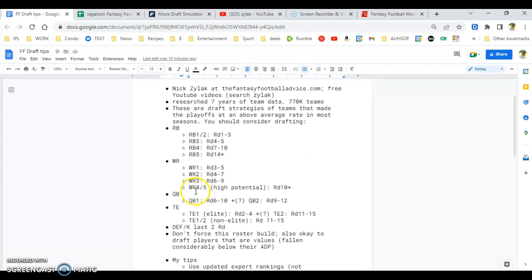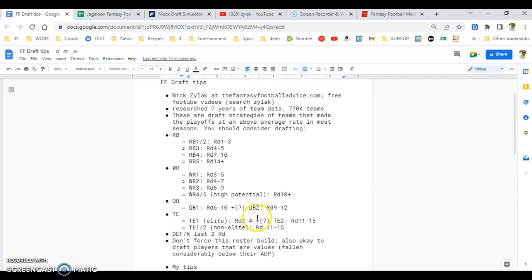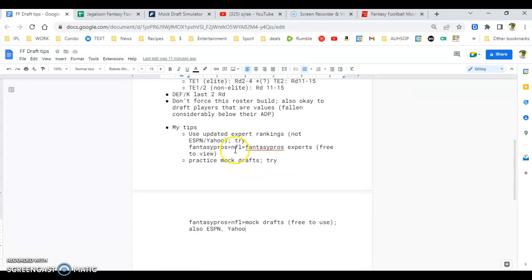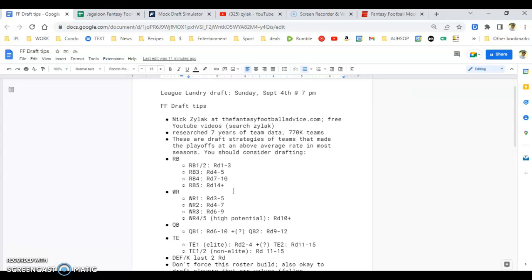If all you do is follow this advice right here and none of these things about ESPN or mock drafts, if you just follow this, you'll be much better off than if you were just going into it blind. But if you can do these 2 things, get expert rankings and practice a few mock drafts, you'll do a lot better. Again, the draft is Sunday, September the 4th at 7 p.m.